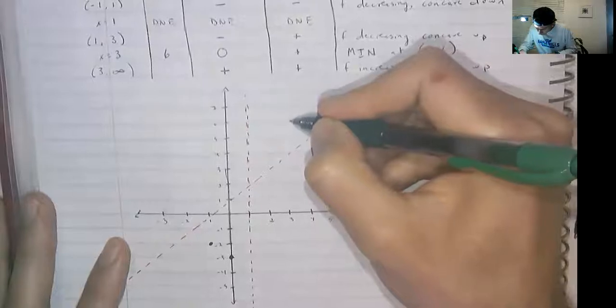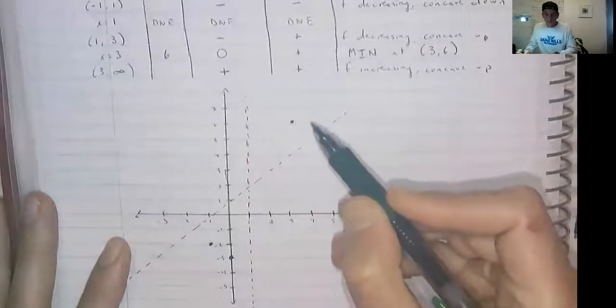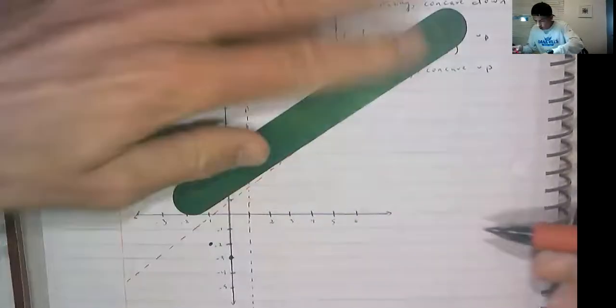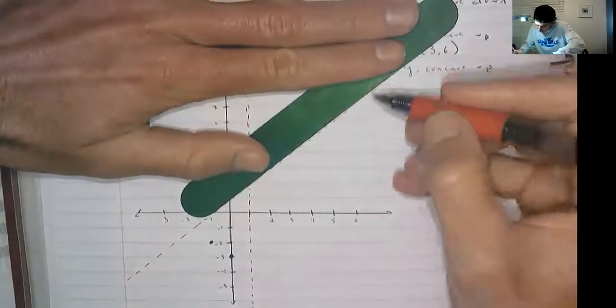That's our minimum. And then we turn the corner and increase, approaching that line. So I'm actually going to extend this a little bit. Just a little bit.